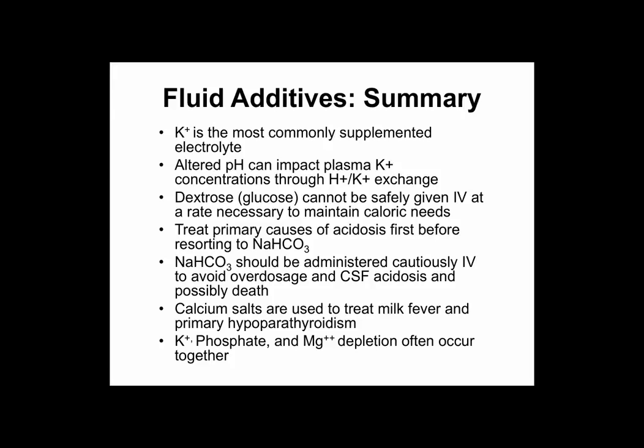Acidosis is treated with sodium bicarbonate, but we ought to try to treat the primary causes of acidosis first. For example, if it's diabetic ketoacidosis, give the insulin, try to reverse the acidosis first by replacing the substance, the insulin, that's the primary deficiency, and then be more cautious with your sodium bicarbonate administration, both in terms of the rate at which you give it, but also whether you give it at all, because of this CSF acidosis that can lead to respiratory stoppage and death.